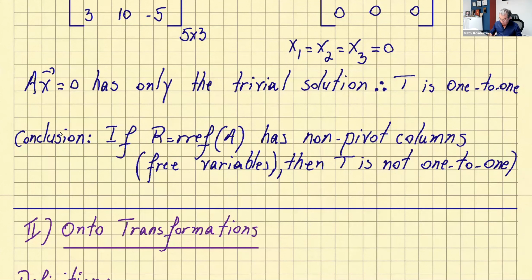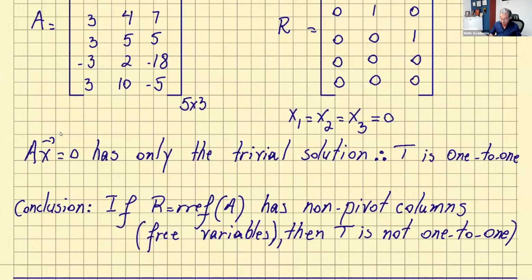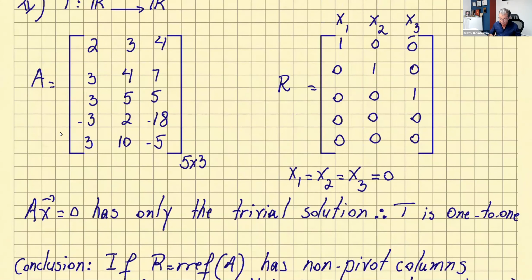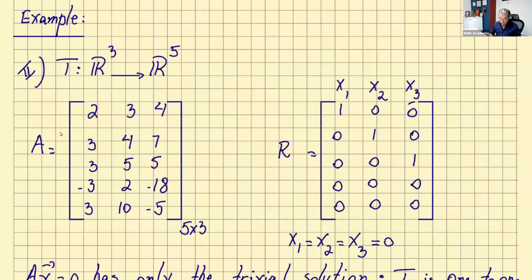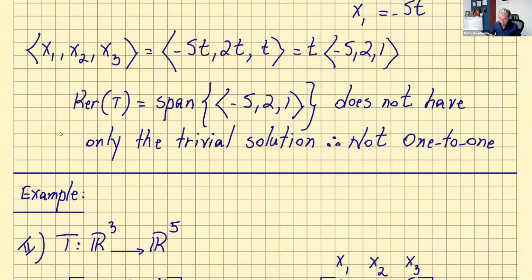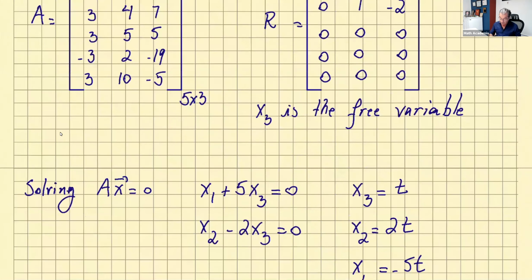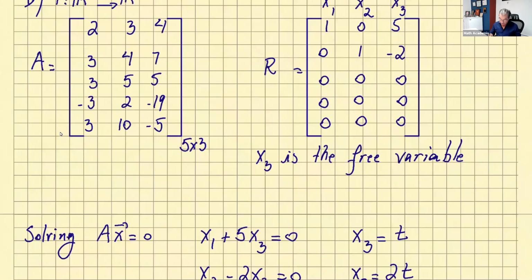And if not, then it's 1 to 1, just like the above example. This one does not have any free variables, therefore it's 1 to 1. And this one, the first one that we did, has free variables or a non-pivot column, therefore it wasn't 1 to 1.